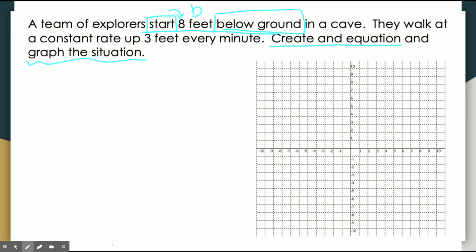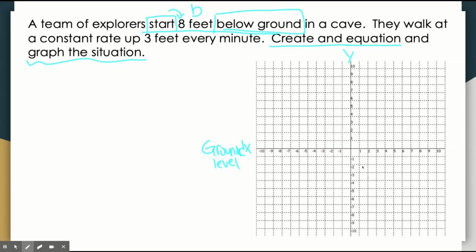Let's think about this kind of critically. I have an x-axis and I have a y-axis. In a case like this, where I'm talking about things that are above ground and below ground, my x-axis is going to act like my ground level. So this is my ground level. If it's above ground level, it's going to be a positive y value. If it is below ground level, that's where we get some negative y values.